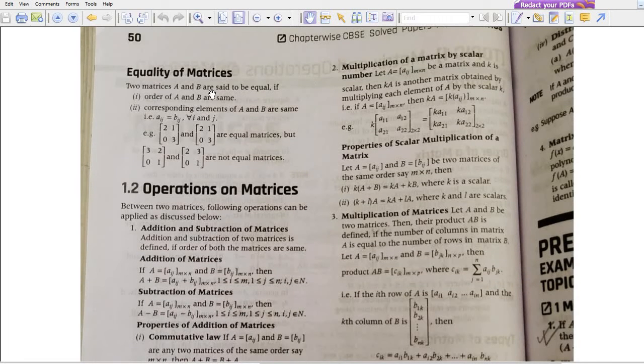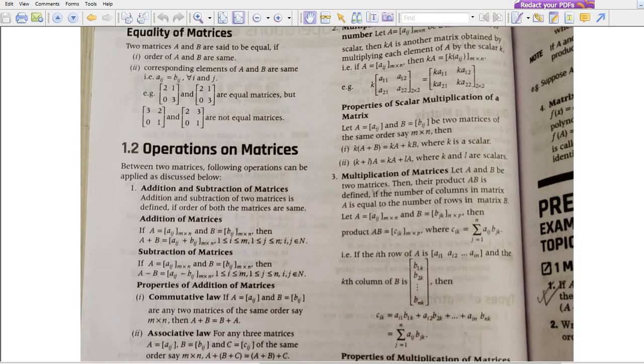Now we discuss what is equality of matrices. When two matrices are said to be equal? First thing is, the order of the matrices must be the same, and the second thing is, the corresponding elements of the matrices should be equal.